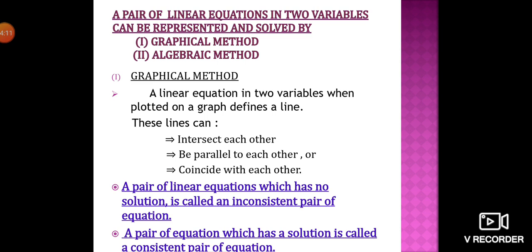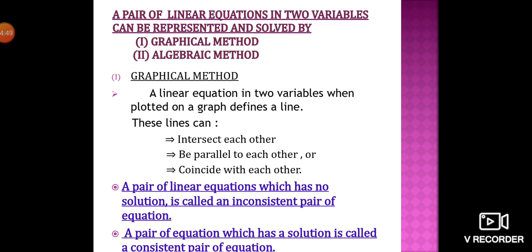Here a pair of linear equation in two variables can be represented and solved by. So two equations should be there from the chapter, pair means two should be there. So two equations they are giving means your question will be to solve the equation. Last year also you studied how to solve the equation, how to find the value of the variable. Here also two equations will be there with two variables. So you have to solve the equation. Two methods are there to solve the equation. So first method is graphical method. The second method is algebraic method. First we can discuss the graphical method.